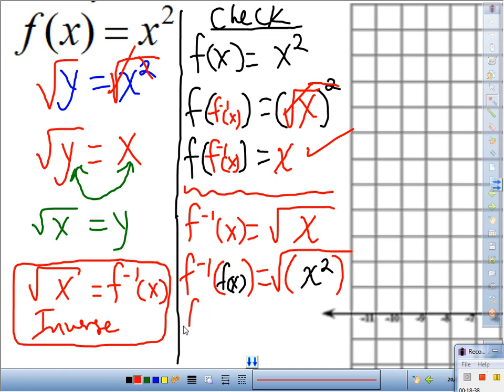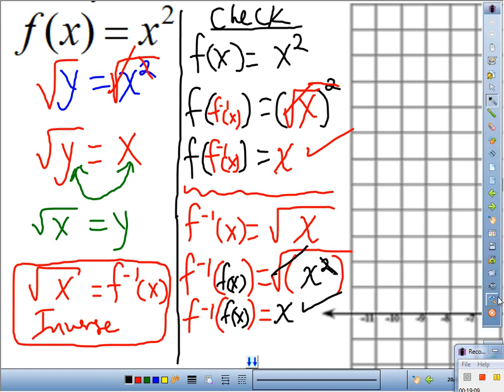So that leaves me with f inverse of f of x equals, let's see, doesn't the square root cancel the square? And we're left with x. There it is. And now we checked it both ways. Is it its inverse? Yes, because we just proved it by getting the identity, which is the variable by itself. All right, get your graph paper in front of you.